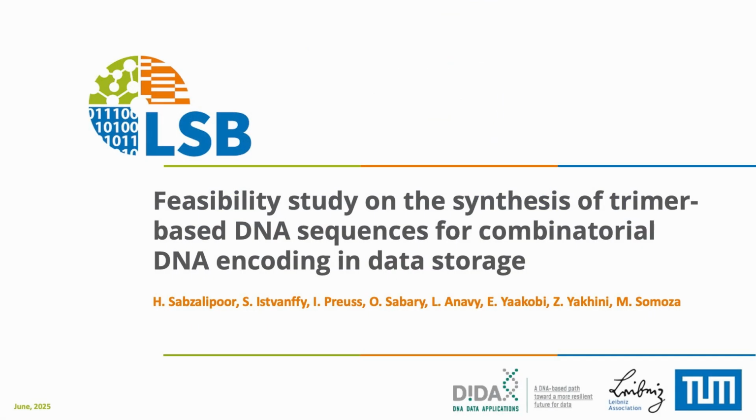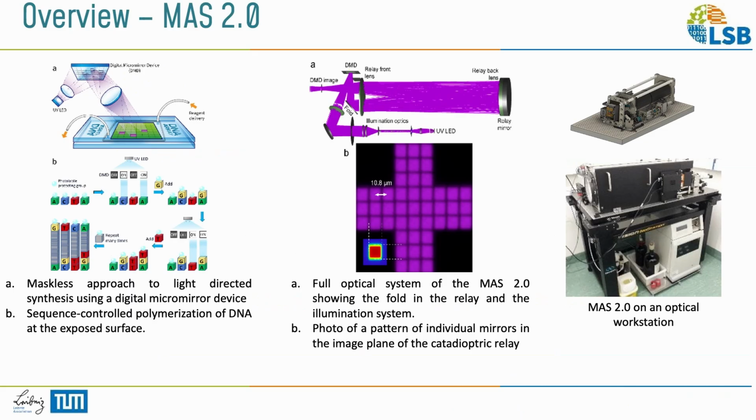So here I'm going to talk about a feasibility study on the synthesis of trimer-based DNA sequences for combinatorial DNA encoding in DNA storage. First, I want to talk a little bit about our synthesis method, which is photolithography.